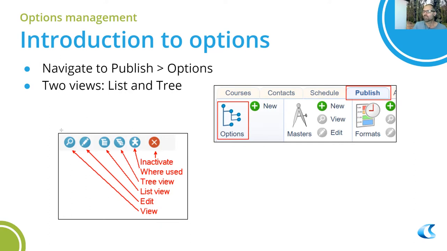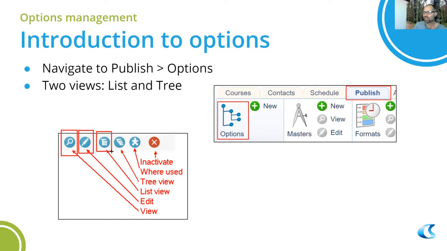So the first one on the left there, hopefully you can see that red box I just drew. That's to view the option. Now, that's probably not going to be used that much, but if people only have view access to options, then that's the only icon they're going to see. The next one is the ability to edit. That's a common icon. When you look up close, you can tell it's a pencil, but it does look like a rolling pin on occasions. And that gives you the ability to edit that option.